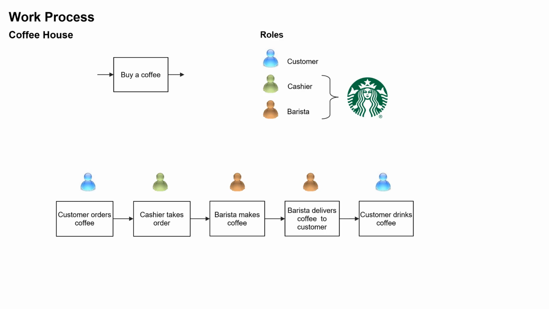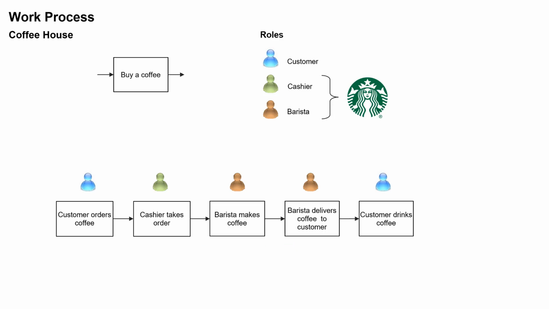So this is not cause and effect. This is process. This is a very simple process flow that says you're buying a cup of coffee. It really breaks into multiple steps. And you can see the different roles. They're coded that there's a customer, a cashier, and a barista. So the cashier takes the order, the barista makes the coffee, the barista delivers the coffee to the customer, and the customer drinks the coffee.